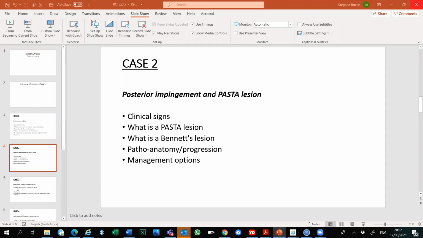So in the throwing athlete, how do you fix that? Fix a Bennett lesion, Prof. I don't know. Firstly, I think you must first see if there's posterior instability, if there's a labral tear. No, a Bennett lesion doesn't have posterior instability. Then I'm not too sure how you fix a Bennett.